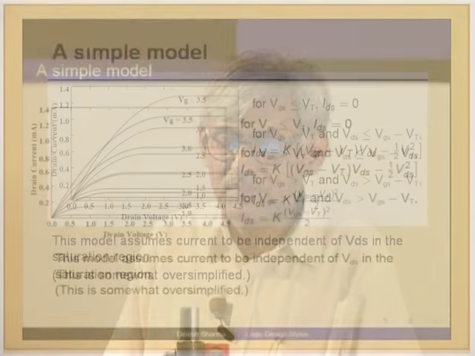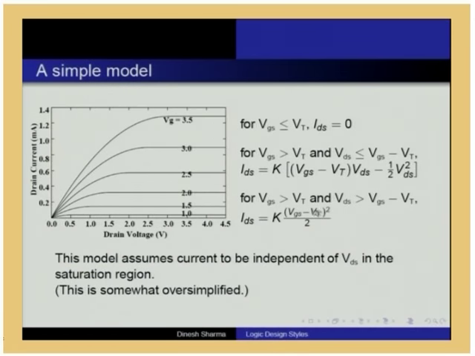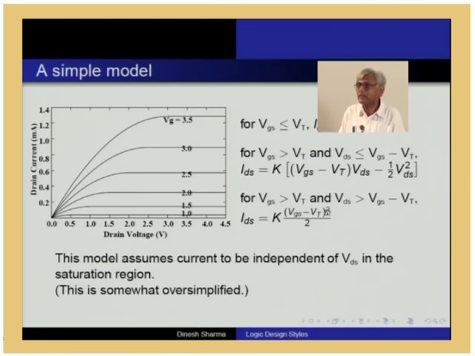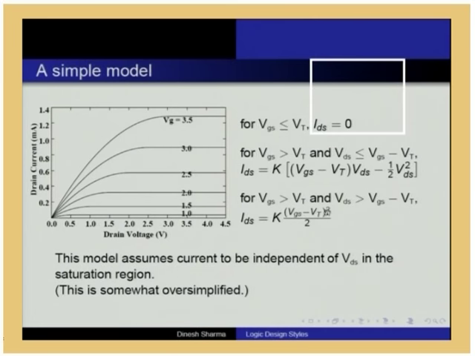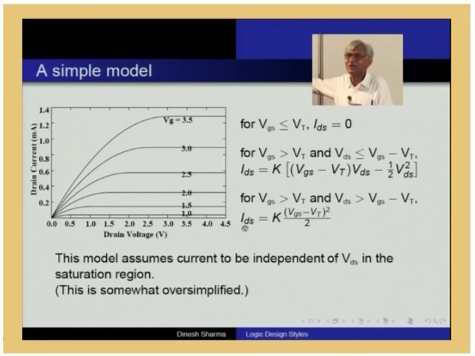This model is oversimplified in the sense that it assumes, for example, that this current is... just concentrate on this equation. I'm afraid my loyalties are split here. Ideally, in class, I would want you to point there. But right now, because it is being recorded, I am going to use this pointer as far as possible.